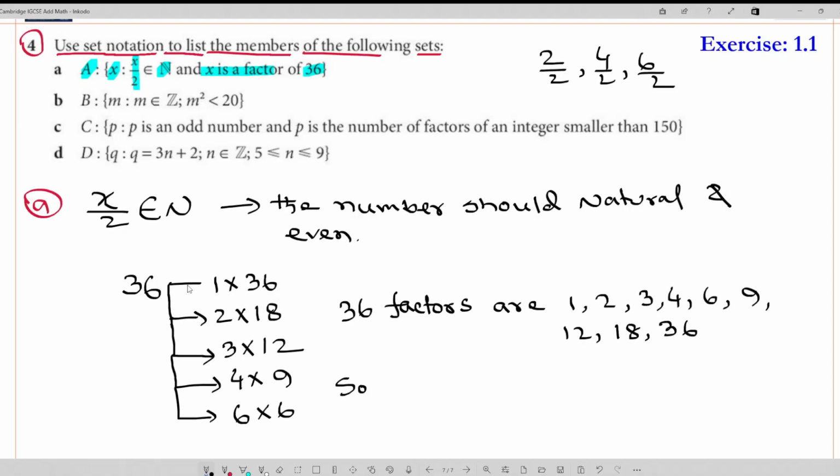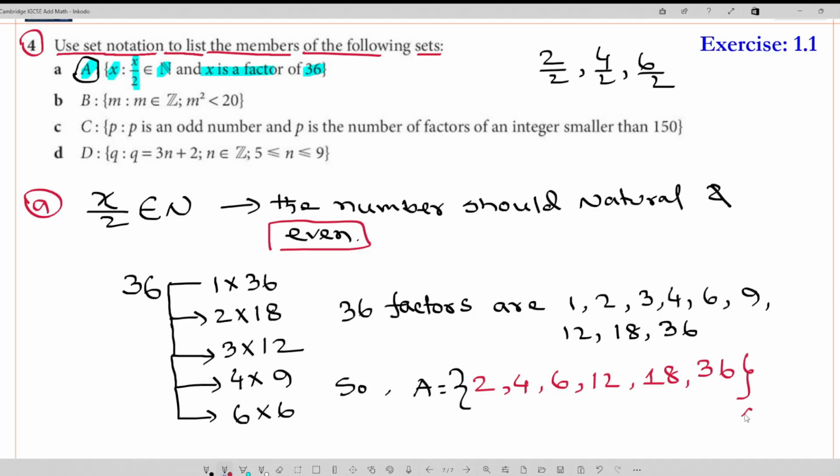So we have to find out the set A. So A equals what? Here we only take even natural numbers. It means 2, 4, 6, 12, 18 and 36, and this is our answer. I hope you are clear on everything. If you have any question, please let me know in the comments box.